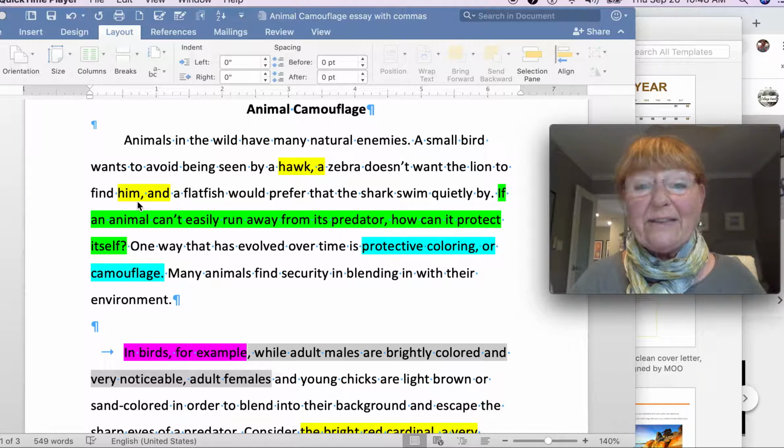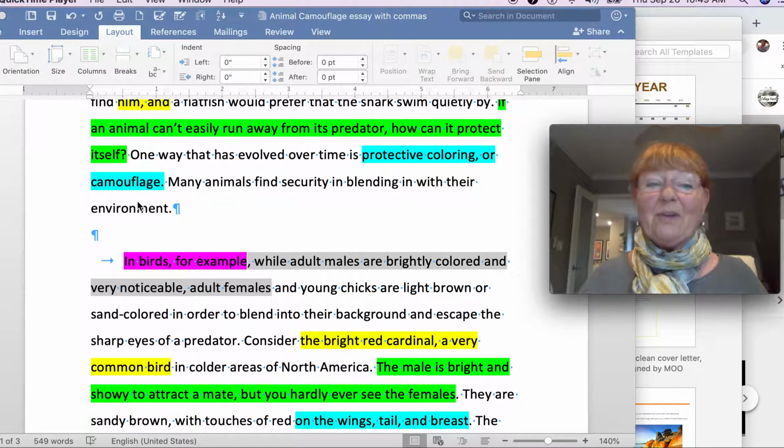There are three things. A small bird wants to avoid three things: being seen by a hawk, a zebra doesn't want the lion to find him, and a flatfish would prefer, etc. When you mention three or more things, whether they're in the object, prepositional phrases, verbs, adverbs, adjectives, whatever they are, you put a comma between them. That's called comma in lists. L-I-S-T-S, lists.